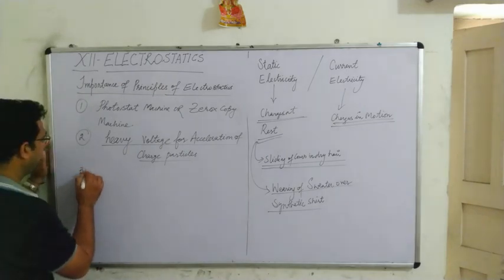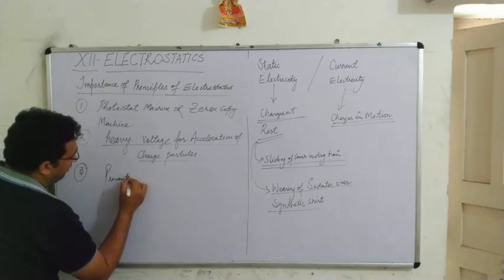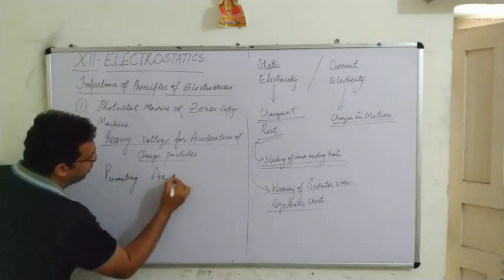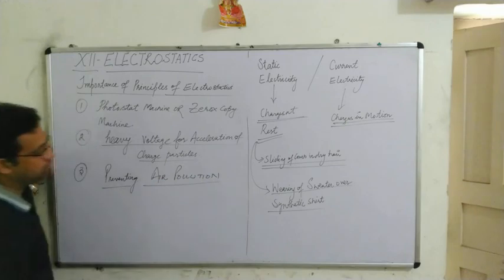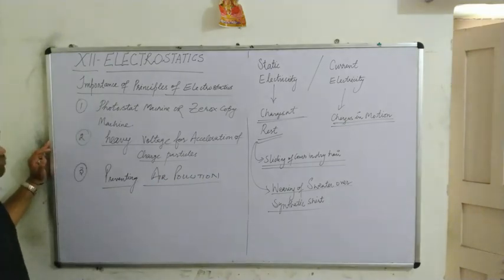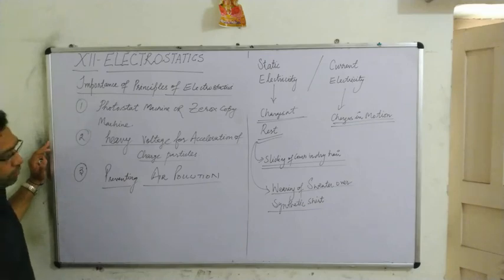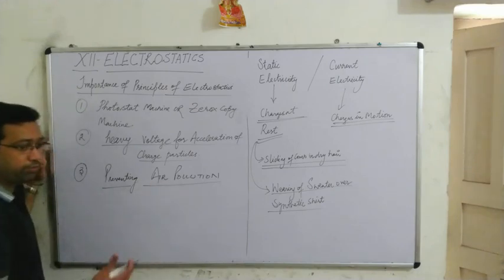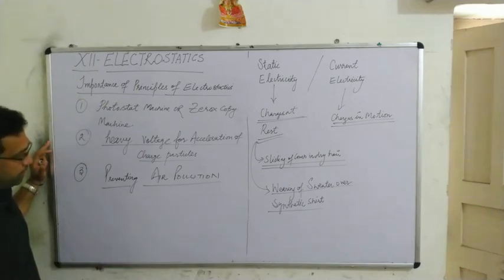Then number 3, preventing air pollution. Through principles of electrostatics we can decrease the level of air pollution. So in prevention of air pollution we are using the principle of electrostatics. For example, in a chimney, there is attraction on ash particles due to principles of electrostatics.